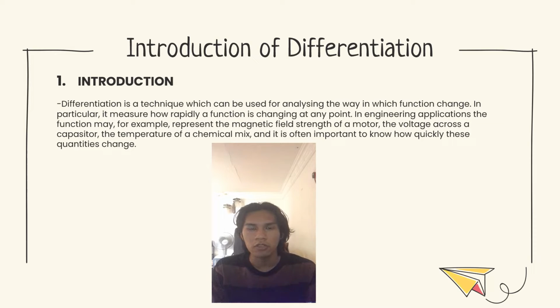Today, I will introduce you to differentiation. Differentiation is a technique which can be used for analyzing the way in which a function changes. In particular, it measures how rapidly a function is changing at any point. In engineering applications, the function may, for example, represent the magnetic field strength of a motor, the voltage across a capacitor, or the temperature of a chemical mix, and it is often important to know how quickly the quantity changes.